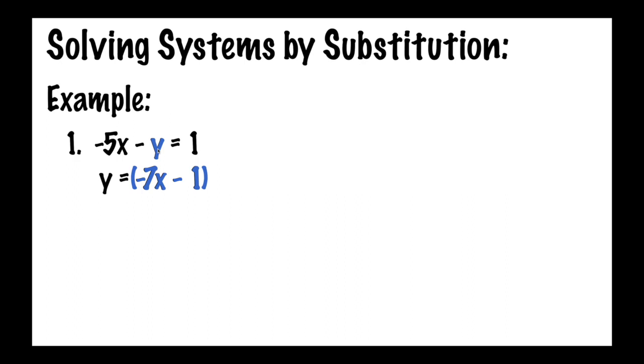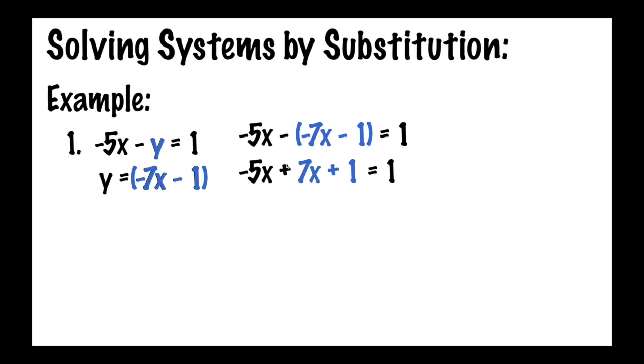So the way that that's going to look is we're going to take this top equation and we're going to plug in negative 7x minus 1 in for that y. And it's very important that we plug that in parentheses. The reason that's important is that here I do need to make sure I'm distributing this negative into both parts of this expression. So now I've got negative 5x, this becomes a positive 7x, and then plus 1.